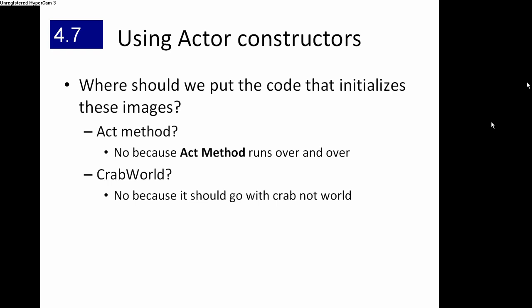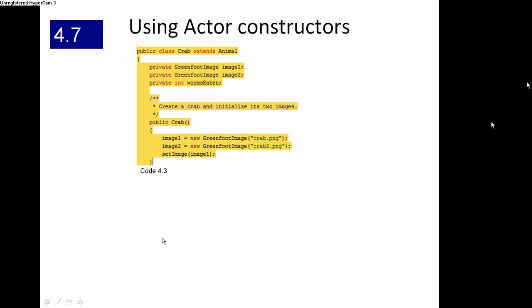We want it to. They belong to the crab. Well, where then should we put it? In the constructor of the actor class or the constructor of the crab? Yep, that's a good place. But we don't have a constructor for that yet. We made a constructor for the world, but not for the crab, so that's what we're going to do next.